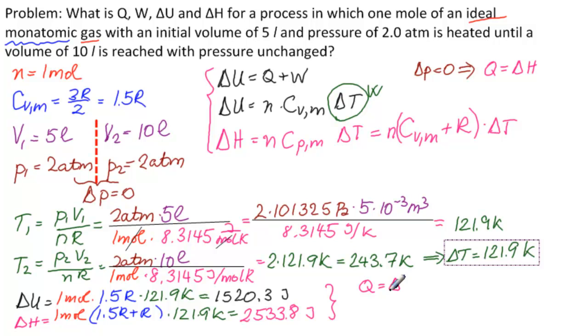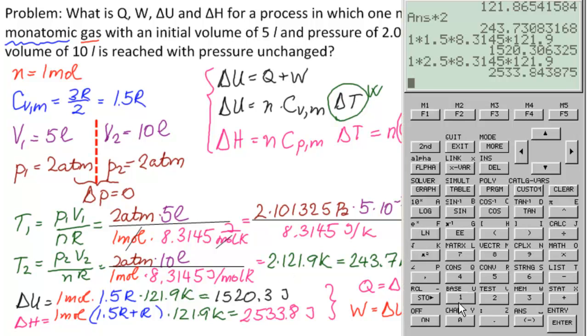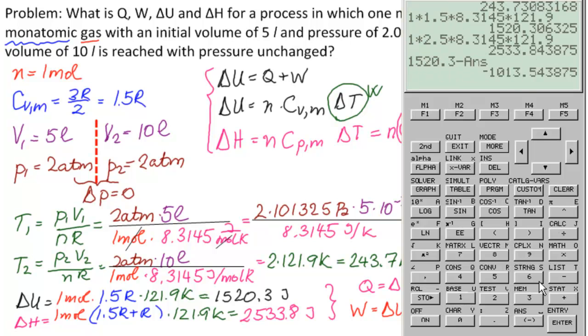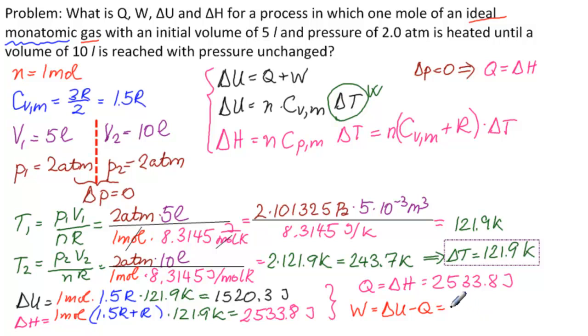And from these, we can get Q equals delta H equals 2533.8 joules, and W equals delta U minus Q. On the calculator, 1520.3 minus our answer, 2533.8, equals minus 1013.5, and that is also joules.